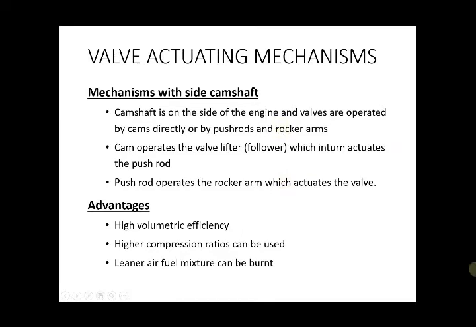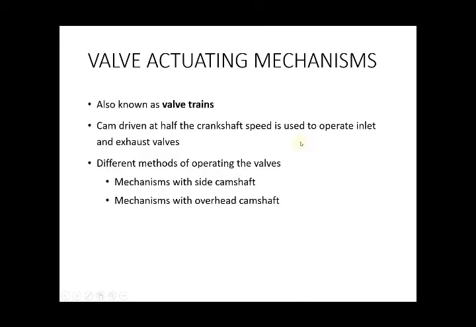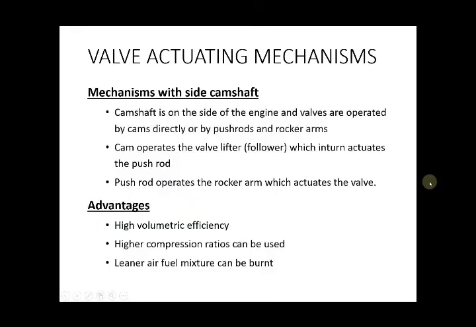The valve actuating mechanism is known as the mechanism with side camshaft because the camshaft is located at a side, near to the crankshaft. It is located on the side of the engine, and valves are operated by cams directly or by push rod and rocker arms. Usually the push rod and rocker arm mechanism is used in this, as we saw earlier. The valve lifter or the follower is operated on, it actuates the push rod, the push rod actuates the rocker arm, and finally it opens up the valve.